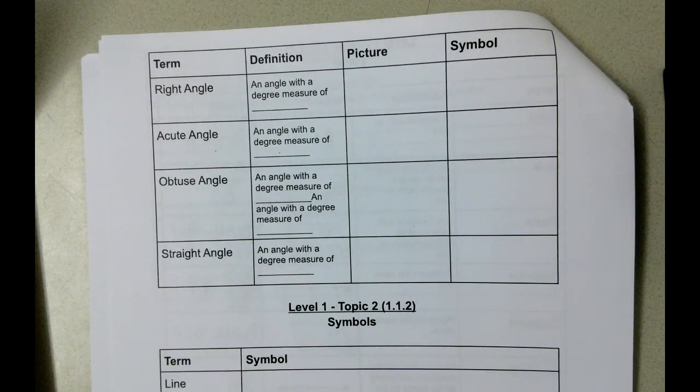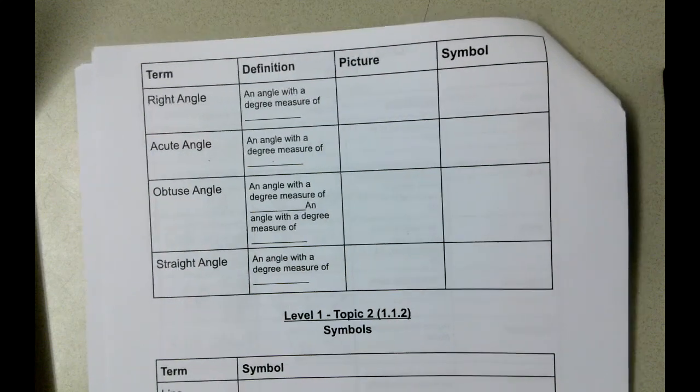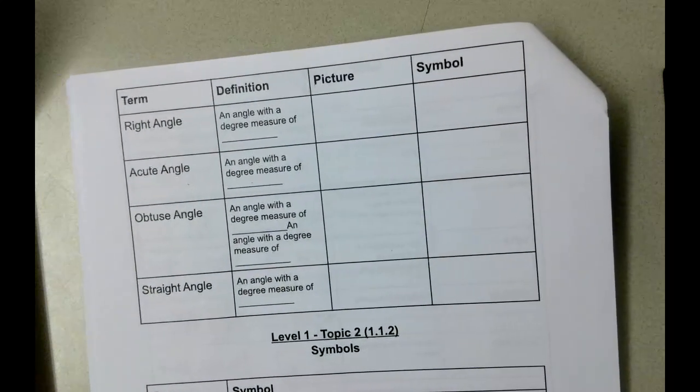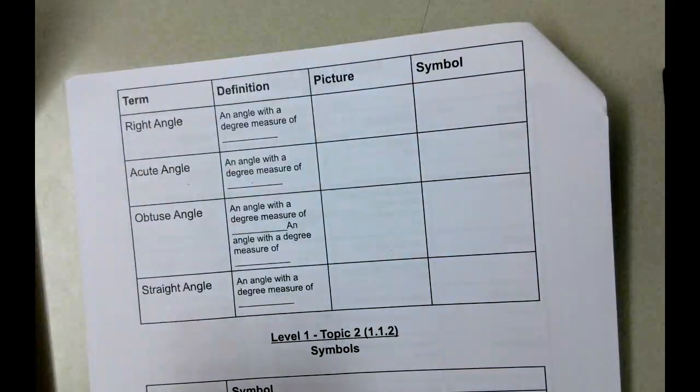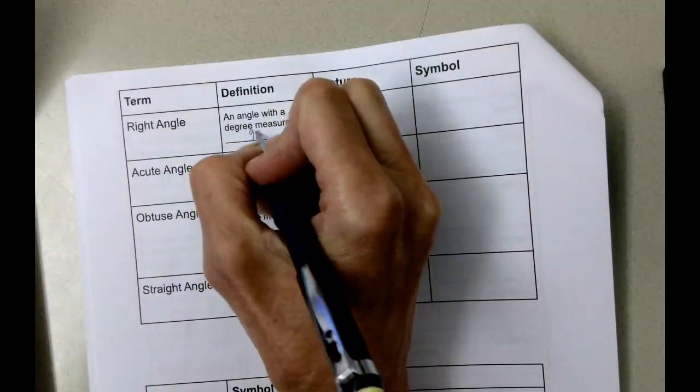So let's take a look on page 3 here at some of the angle terms. And the first one is right angle. I think that you are familiar with most of these, but it is an angle with a degree measure of 90 degrees.